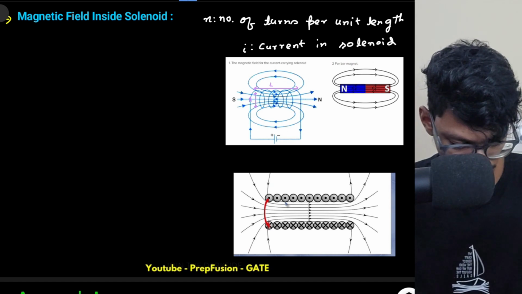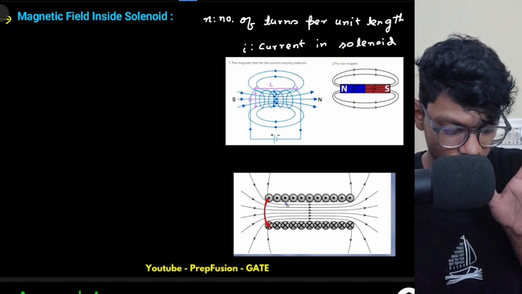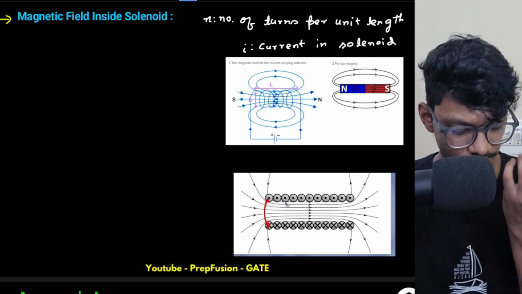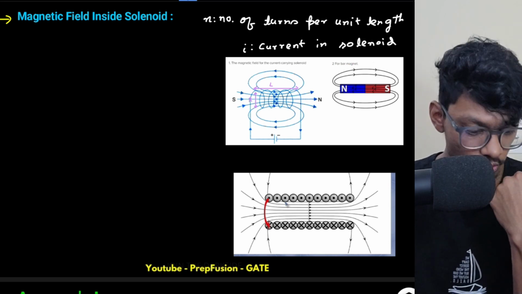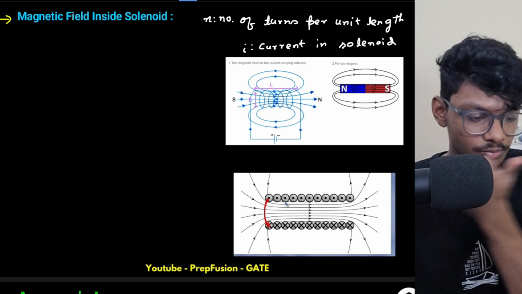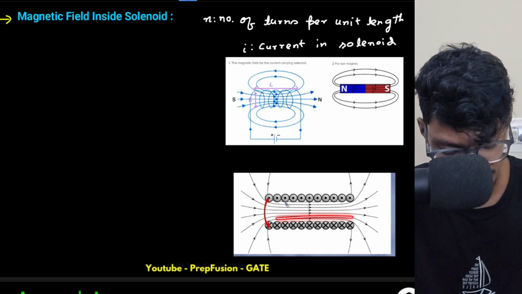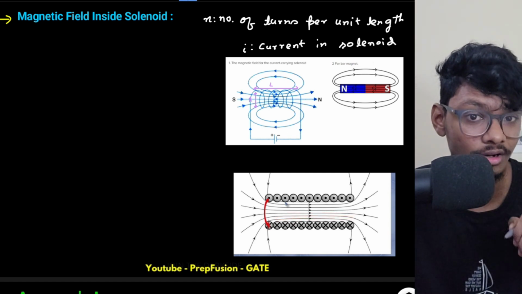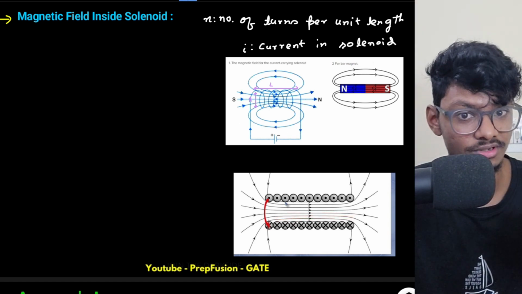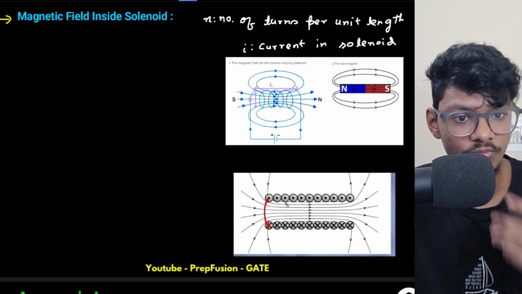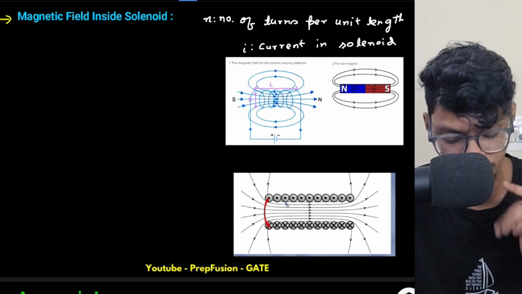Because just simply curl your fingers, right? If you curl your fingers along the current loop, you will see your thumb is pointing towards the magnetic field, so it is just a straight line. So the magnetic field will be almost straight here. It is not like a circle. So that is the hint. Tell me what type of Amperian loop I should choose.